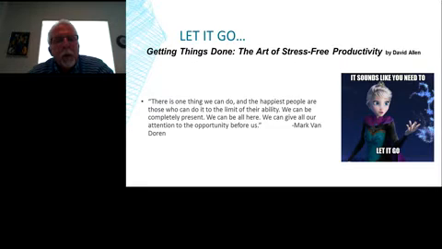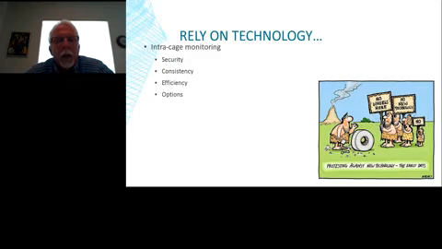And a lot of times what we want to do is, we kind of register problems in our minds, and we always think about those problems, but we know it's not a big problem, and we're not going to spend all our time on it, but we actually do. We kind of keep coming back to that. So if there's one thing we can do, the happiest people are those who can do it with the limit of their ability, and we can be completely present. We can be all there. We just need to let it go, and we need to give all our attention to the opportunity before us, not worry about those other little things that can be handled other ways, and we really need to focus on letting it go. And we can rely on technology.